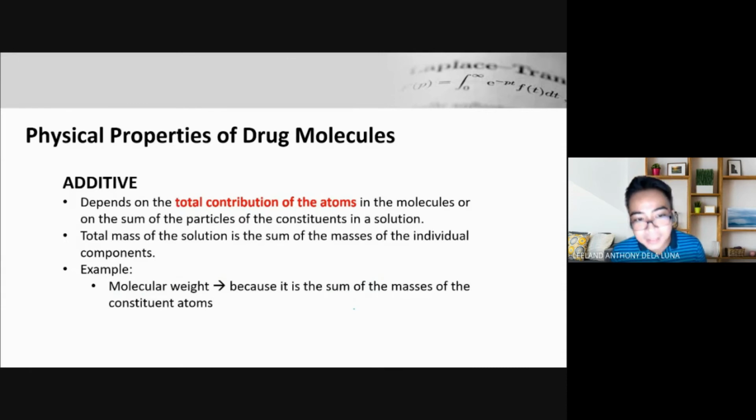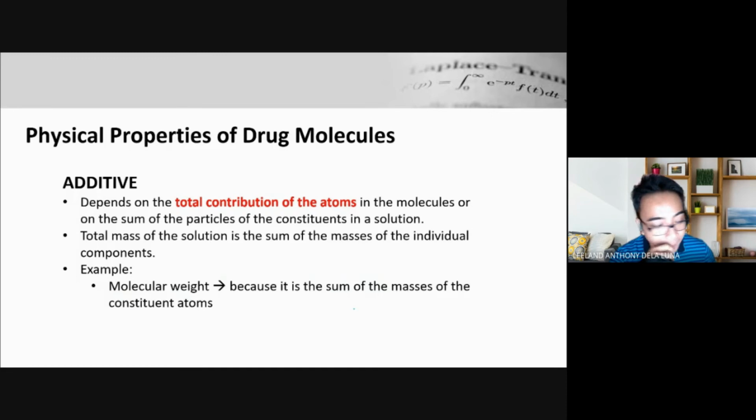Right? Additive naman depends on the total contribution of the atoms in the molecules or on the sum of the particles of the constituents in a solution. So, the total mass of the solution is the sum of the masses of the individual components. And a good example of this, class, is molecular weight. Okay? So, ibig sabihin, class, the higher the molecular weight of a substance, okay, pwedeng may effect yun sa properties ng isang gamot. Let's say, for example, in terms of polarity, okay, or in terms of solubility na lang.